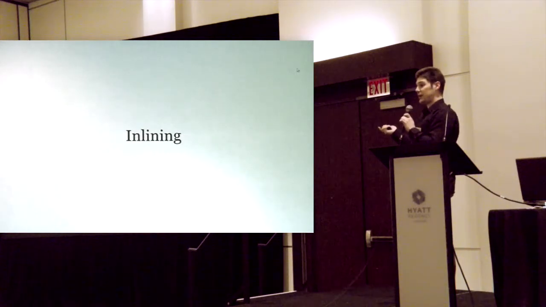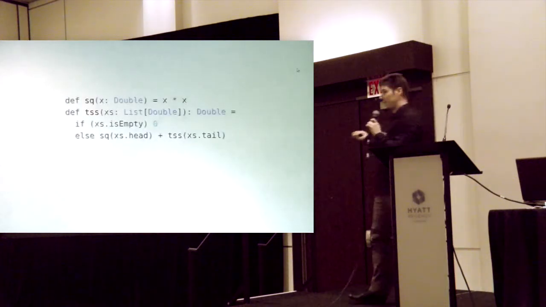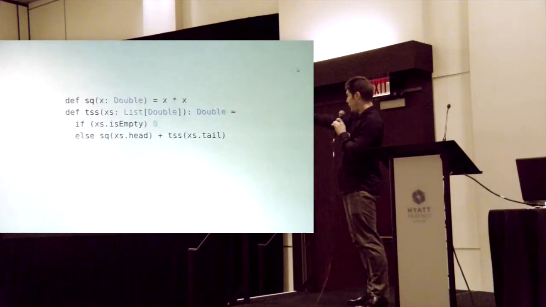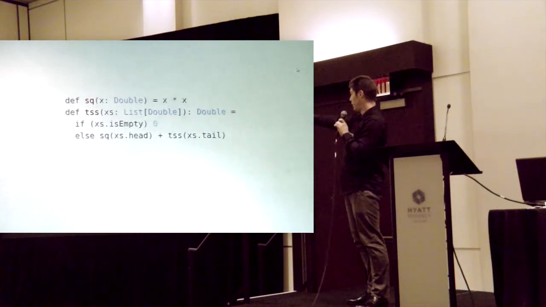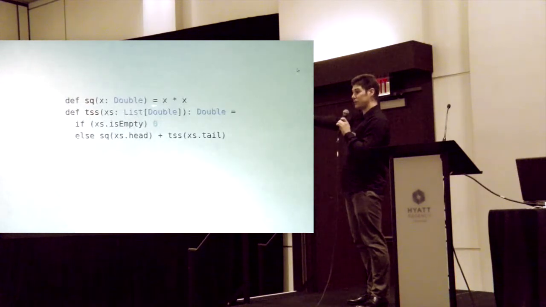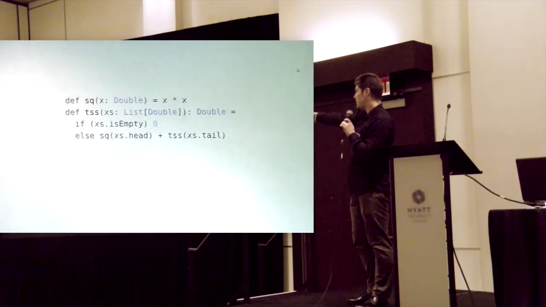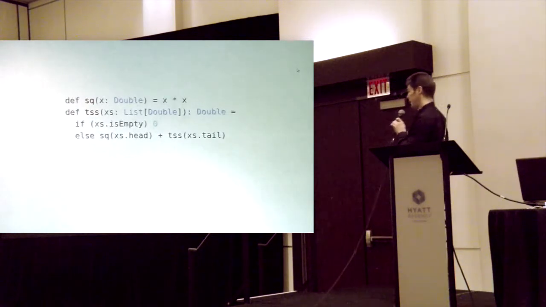The first one is inlining, and this is best demonstrated on this simple program where you have 2 methods. One is called square, which takes a double and returns the square of a double. The other one is called TSS, total sum of squares, which given a list of doubles returns a double which is the sum of all the squares in that list. If the list is empty, it's 0. Otherwise, it's the square of the head plus a recursive call on the tail.